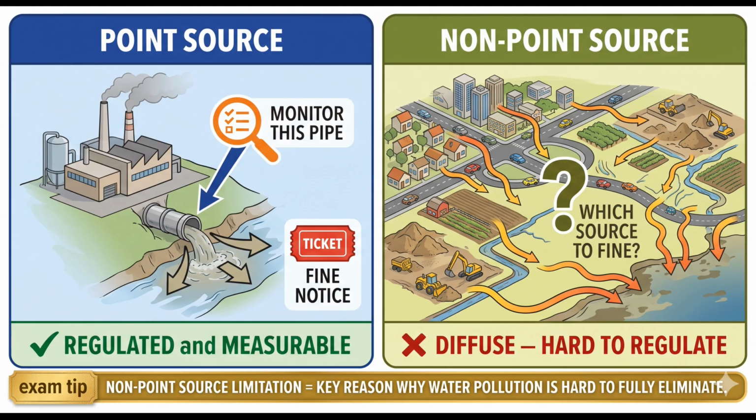Non-point source pollution is the harder problem. The pollution comes from everywhere: roads, construction sites, agricultural fields, and millions of individual human behaviors. You cannot fine a rainstorm for washing oil off a road surface. You cannot monitor every centimeter of farmland. You cannot penalize a private homeowner for litter that blows from their garden into a drain.